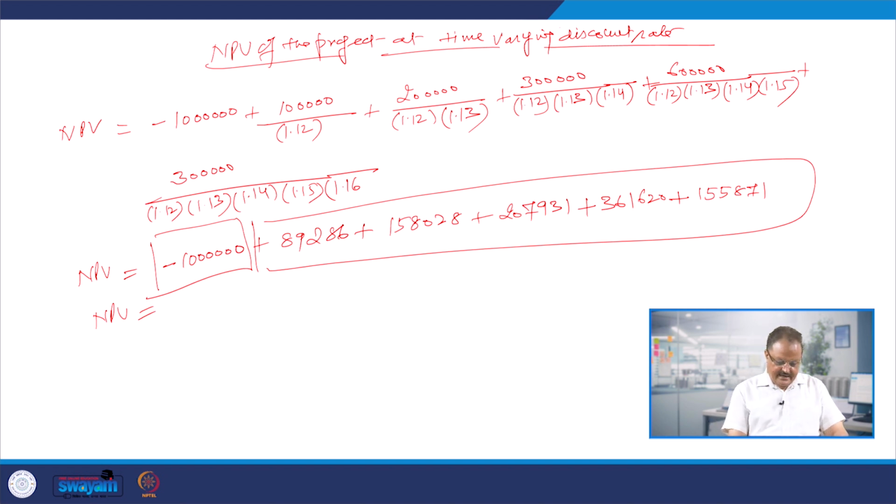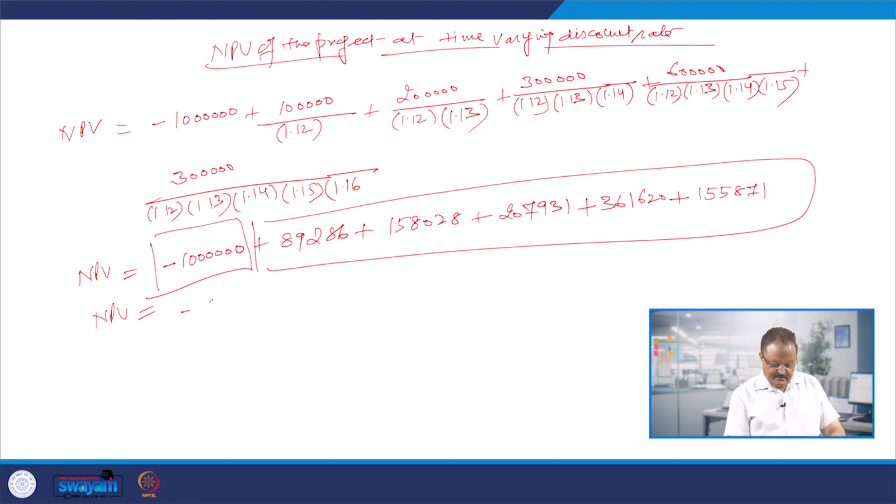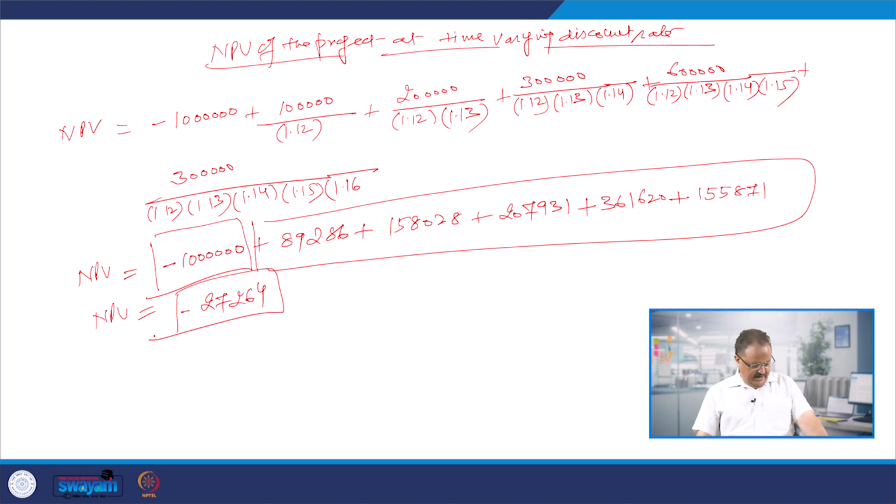If you calculate now the NPV of the project, this comes up as 27,264, and this is again a negative net present value. So when we are evaluating the project, this value is going to be 27,264, and this is going to be a negative value. The NPV of the project is negative, or in minus.